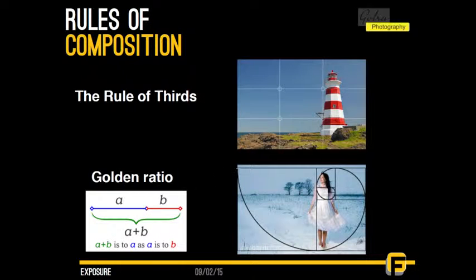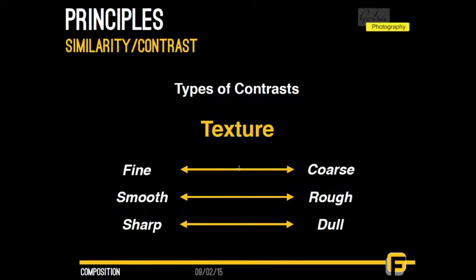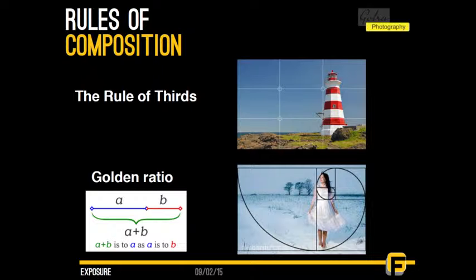Okay. Now, is it clear, everyone, about the principles of design in photography? Okay. So now we will move to the rules of composition. There are two different rules of composition in photography. One is the rule of thirds, and the other is the golden ratio.